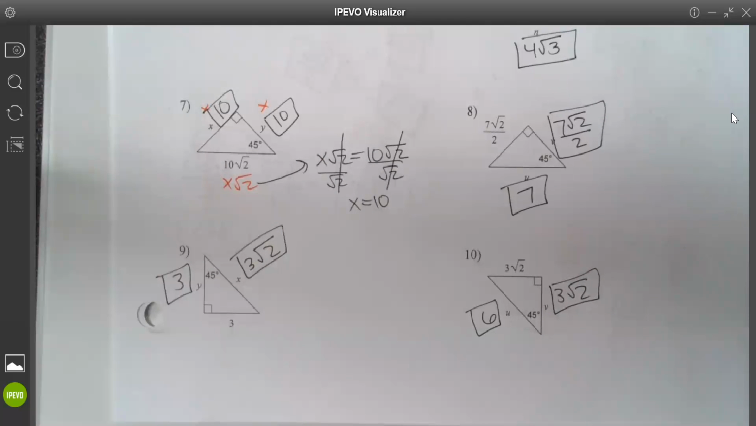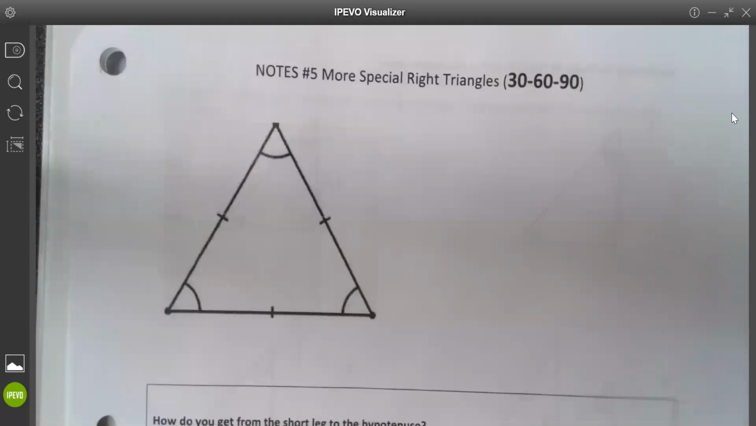Okay, so there's more than one type of special right triangles. Our 45, 45, 90 triangle, we actually looked at a square, cut it in half, and figured out why that is. We're going to look at our second special right today, which is 30, 60, 90. So in your notes, if you can find notes number 5.